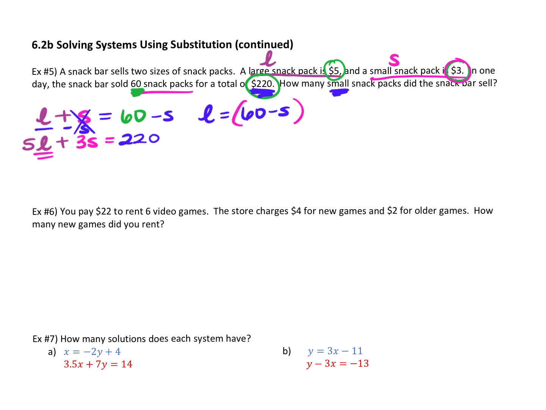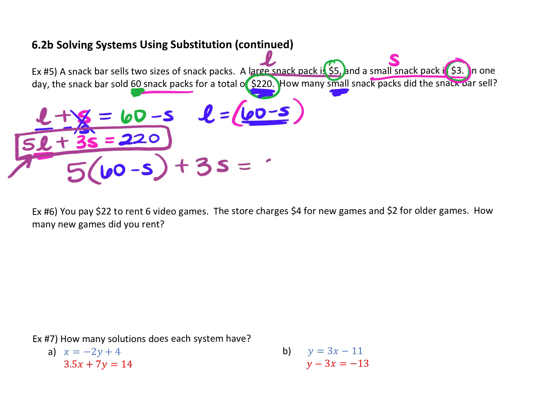Okay, so this is just substitution again. Let me show you what that'll look like. So I'm substituting into this equation. It's going to be 5 times my L, which is 60 minus S, plus the 3S equals 220. Okay, so now we just have S's, which is lovely. So 5 times 60, that's 300. 5 times S, so minus 5S, plus 3S equals 220.